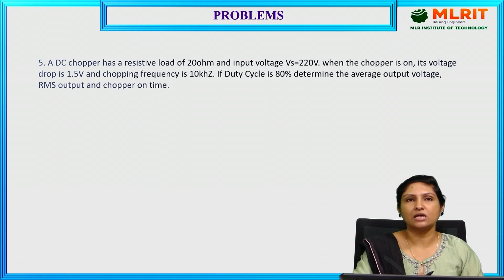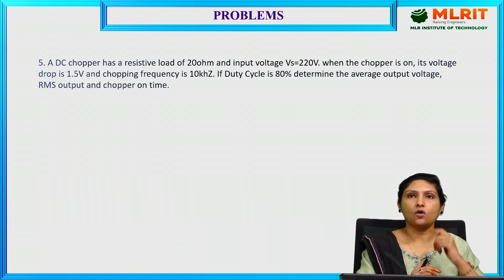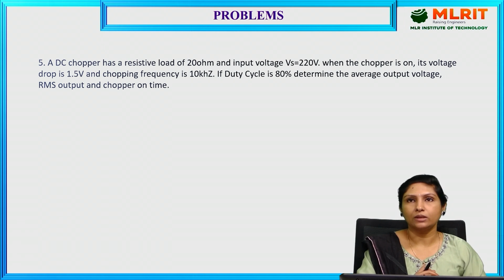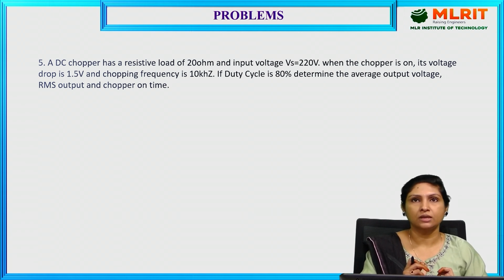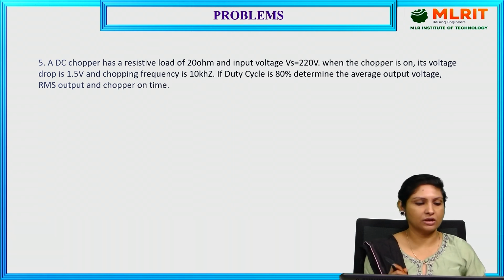And we have the last problem: a DC chopper has a resistive load of 20 ohm and an input voltage of 220 volts. When the chopper is on, its voltage drop is 1.5 volts and the chopper frequency is 10 kilohertz. If the duty cycle is 80%, determine the average output voltage, the RMS output voltage, as well as the on period of the chopper. So that is the question.